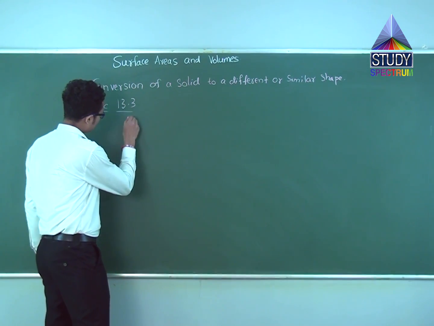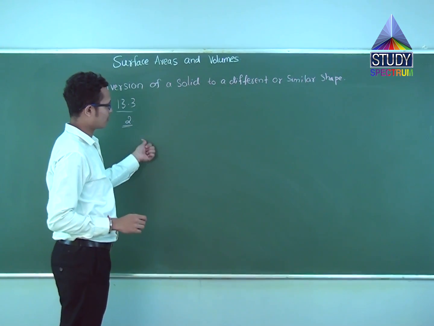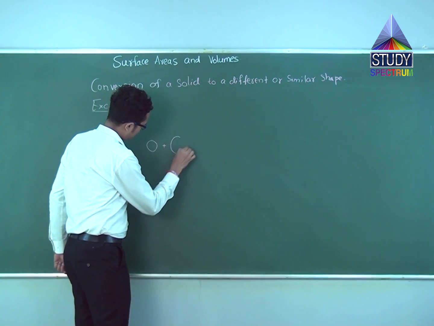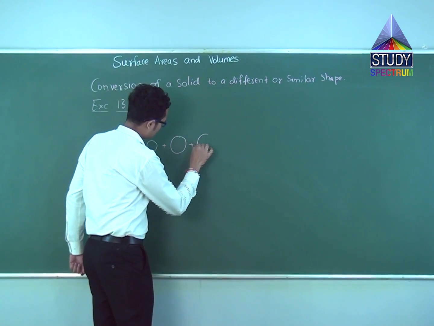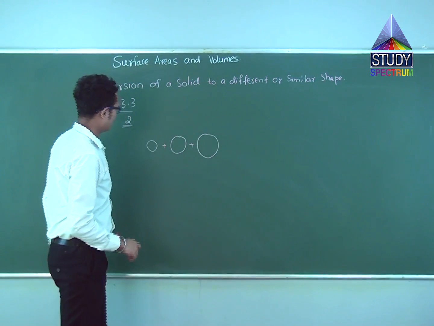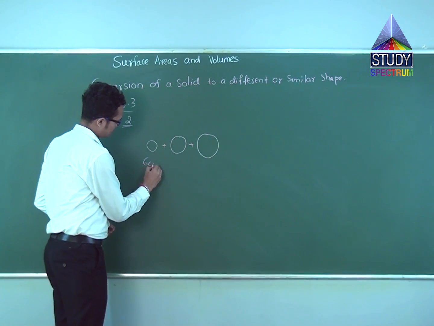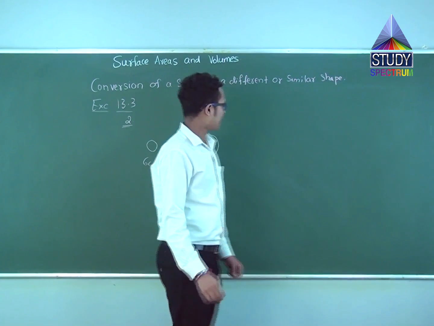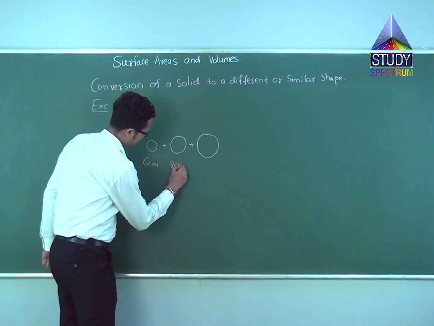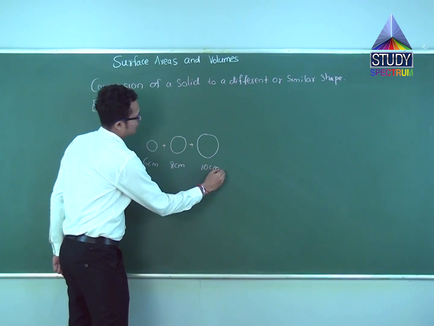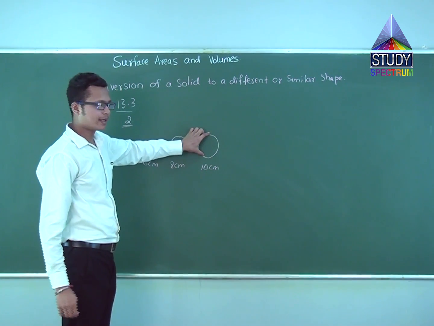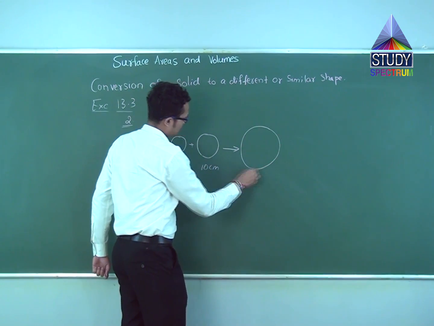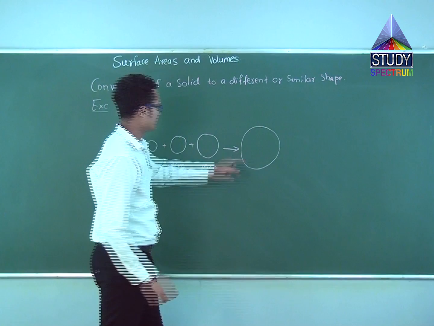Here, in question number 2, I'm going to solve it now. We are given 3 spheres. We'll draw the diagram first, of different radii. The radius of this sphere is 6 centimeters, of this one 8 centimeters, and of this one 10 centimeters. Now these 3 spheres are melted to form a single large sphere. The question is, you have to find the radius of this large sphere.